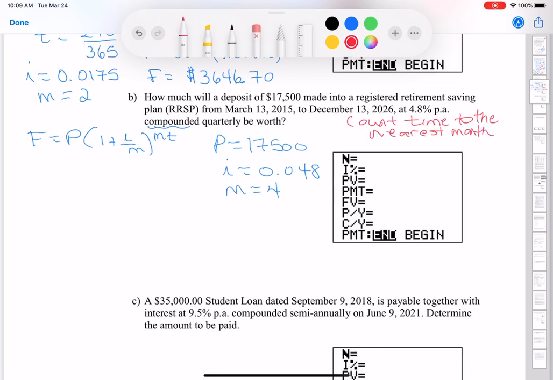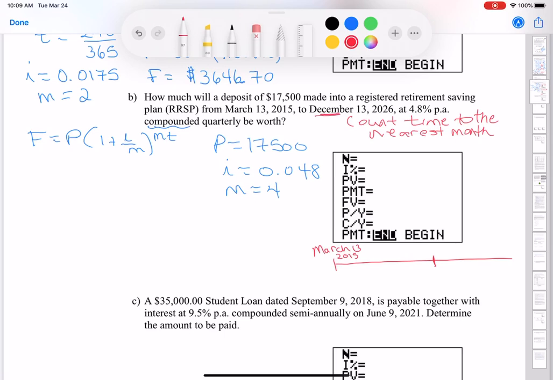All right, so I'm just going to draw myself a little timeline to give myself an idea of what's going on. I would suggest that you count from wherever you're starting. So we have March 13th, 2015 to the following March 13th of the closest year. So you have to determine what comes first.